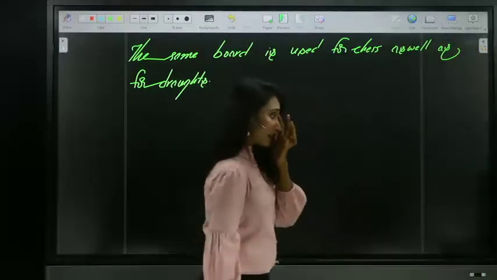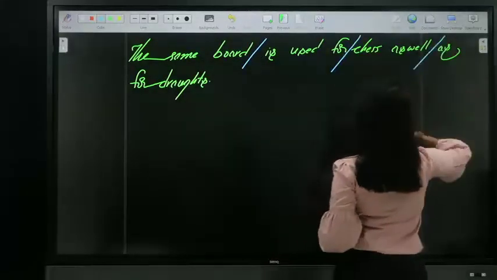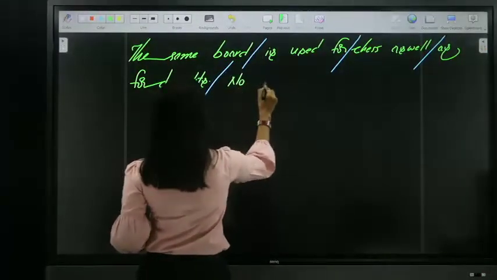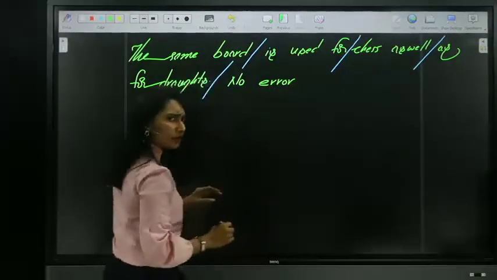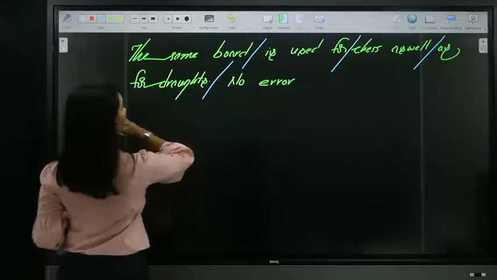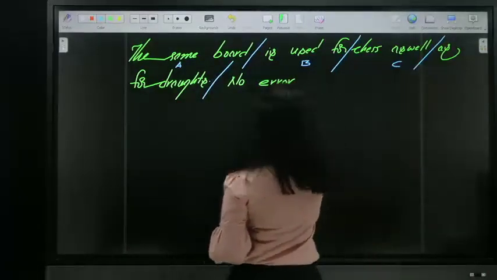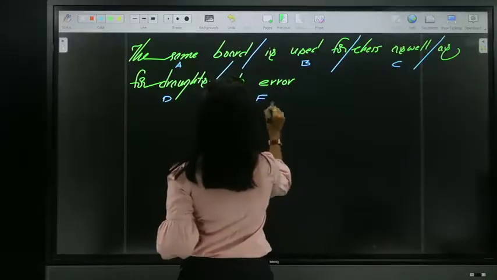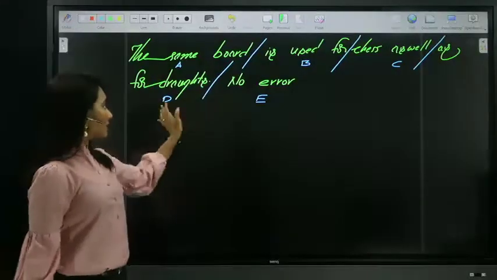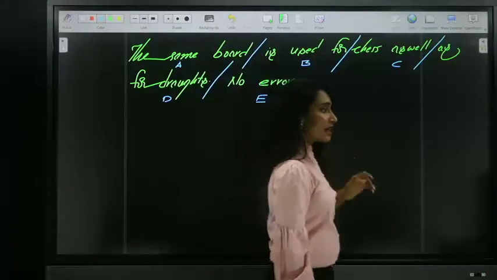Let me know if there is any error, or let me divide this sentence. The same board is used for chess as well as for draughts. And let me give one more option: no error. So this is how you generally face it in exams for error detection. So I will give you A, B, C, D, and E. Now, quickly, where is the error in this sentence? A, B, C, D, E. If there is no error, your answer should be E. Please answer, guys. So, where is the error in this sentence?